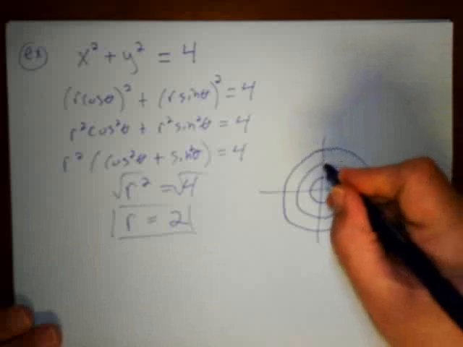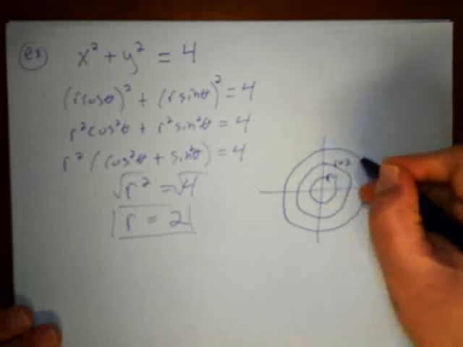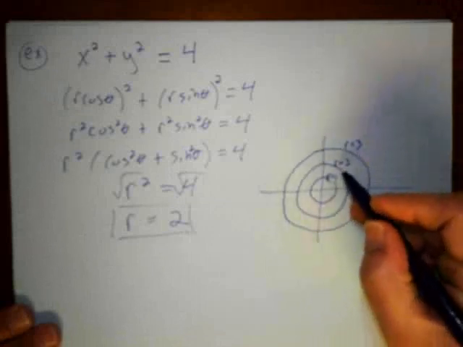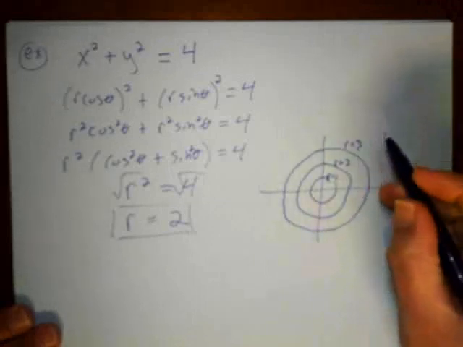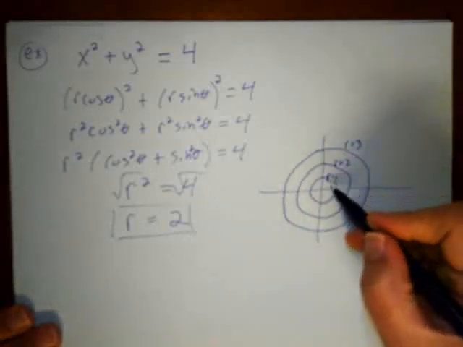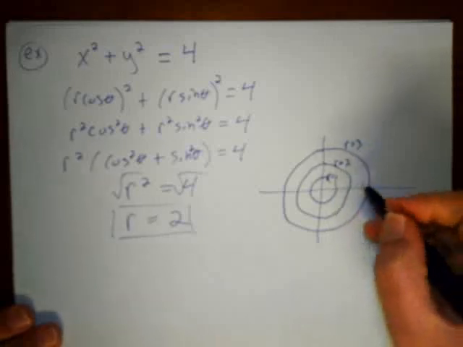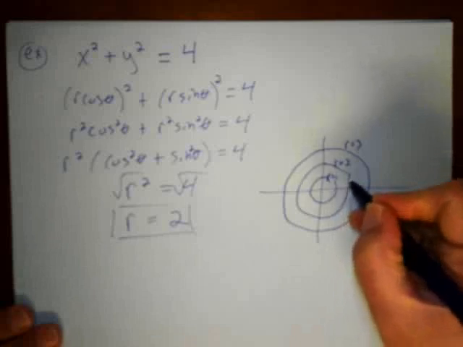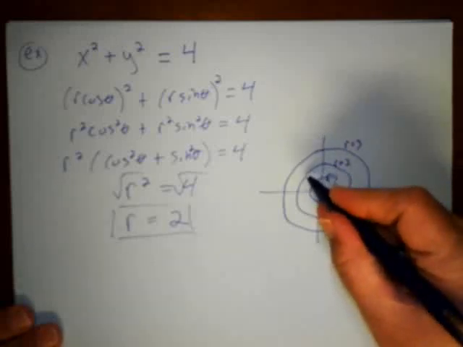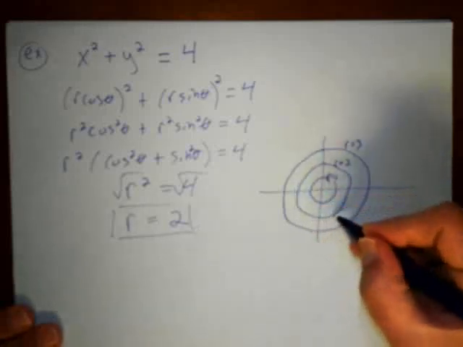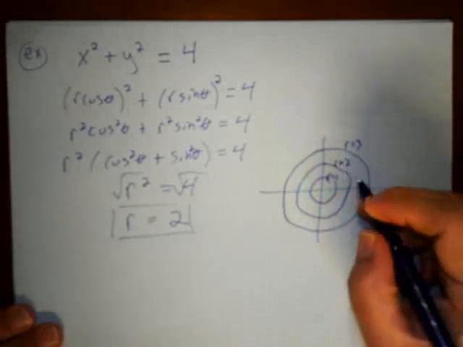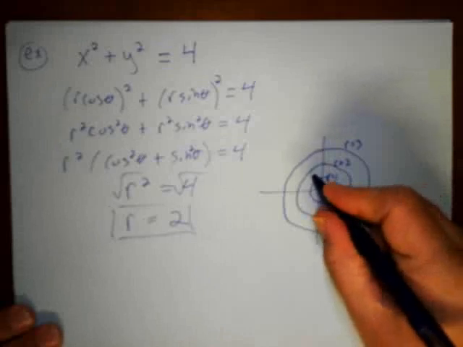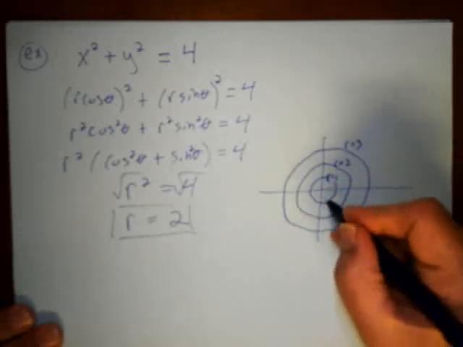R is equal to 1, and this circle is r is equal to 2, and this circle is r is equal to 3. So these concentric circles are the equation r is equal to a constant. And the idea here is it doesn't matter what the angle is, the distance of each of these points around this circle, it has a length of the distance from the pole to this circle, no matter where you are, what angle you are, is 2.